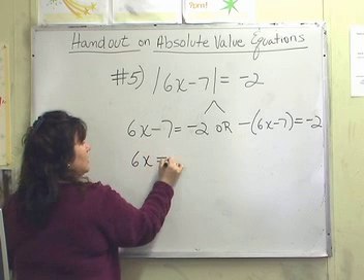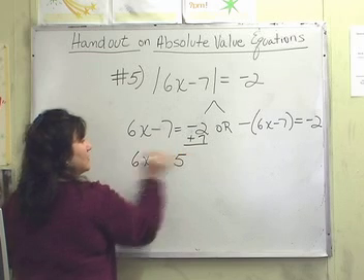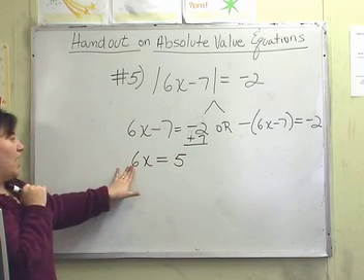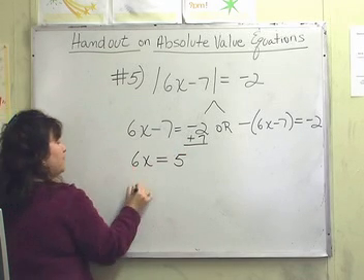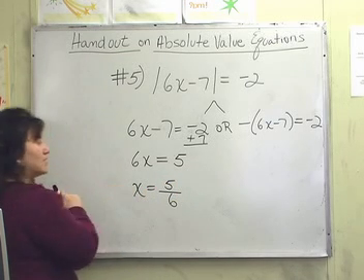So 6x equals negative 2 plus 7 is 5. Divide both sides by 6. So x equals 5/6.